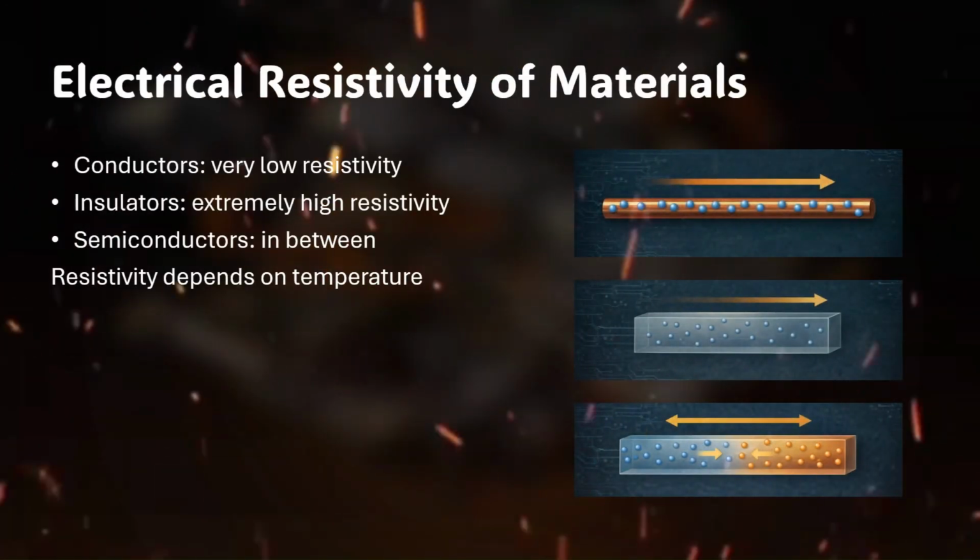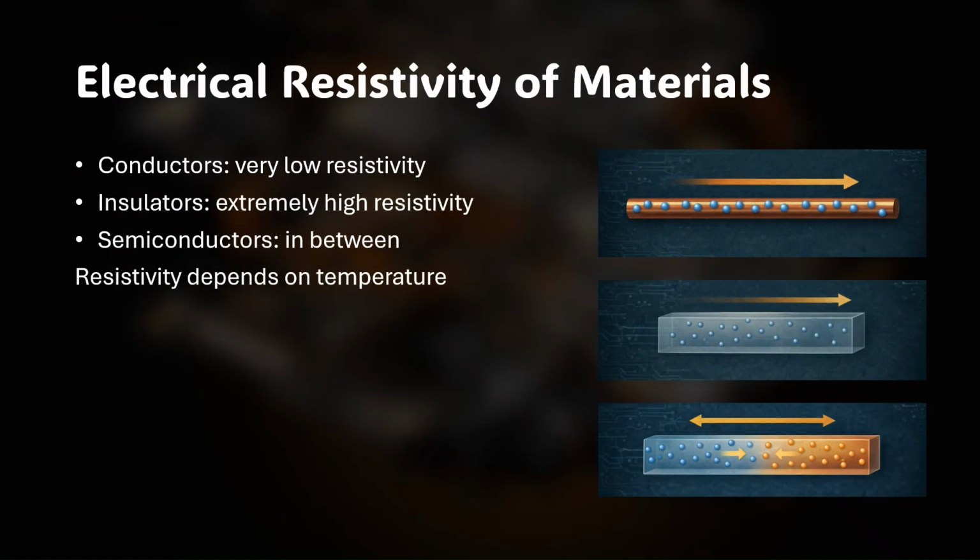Electrical resistivity of materials. Not all materials conduct electricity the same way. One of the key properties that determines this is electrical resistivity. Good conductors like copper or aluminum have very low resistivity, meaning electrons can move easily. Insulators like glass or plastic have extremely high resistivity, making electron flow very difficult. Semiconductors sit in the middle.